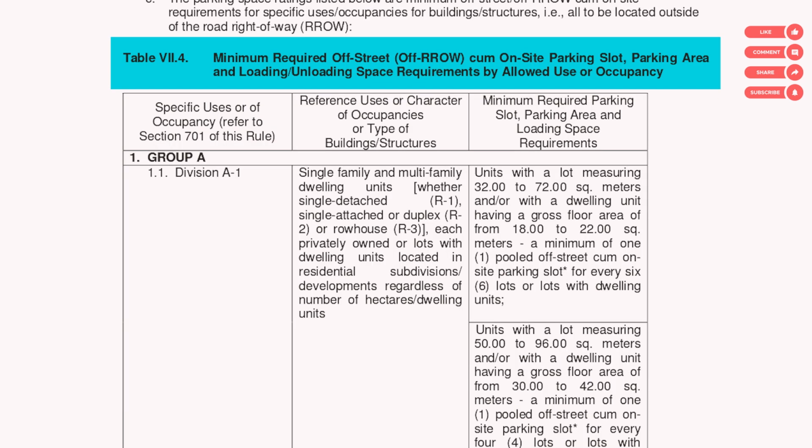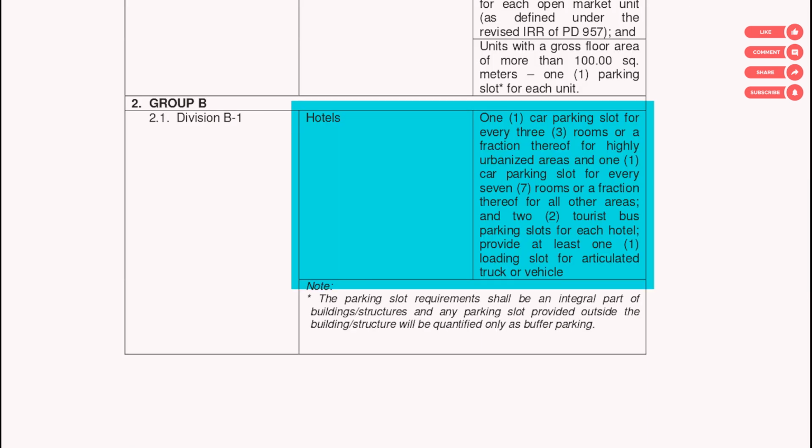All right. Next question. How many parking spaces should you have? That question is answered by a table. Table 7.4 is in row 7. It's a complex table. It's very hard to memorize, and I'm not going to be able to show you everything. I will give you a few examples.